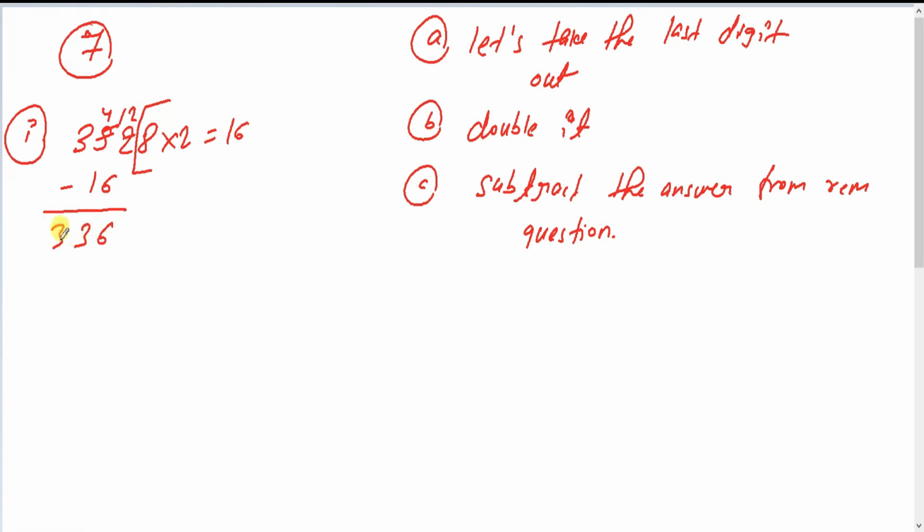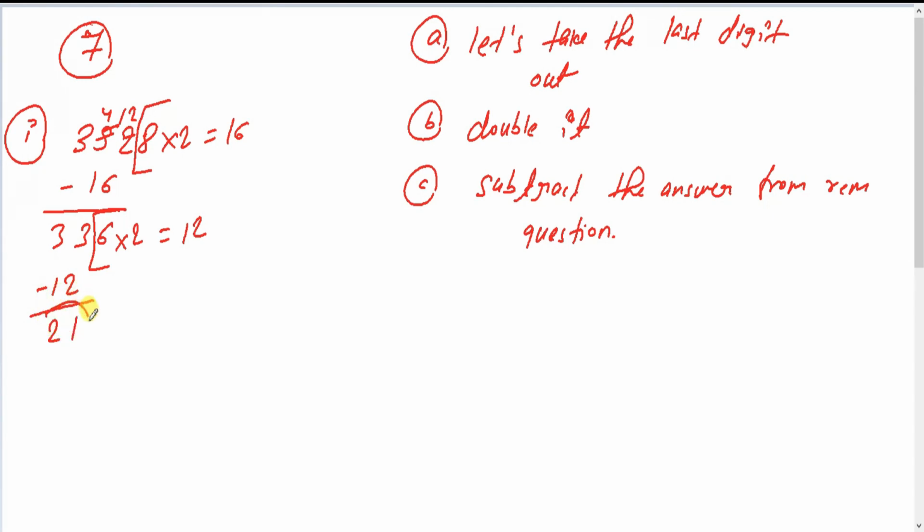Now can you tell whether this number is divisible by 7 or not? Maybe you don't know and you are still confused. So again continue the same process. Remove the last digit and double it. The answer is 12. Now subtract this 12 from the remaining number. 3 minus 2 is 1, and 3 minus 1 is 2, so we get 21.